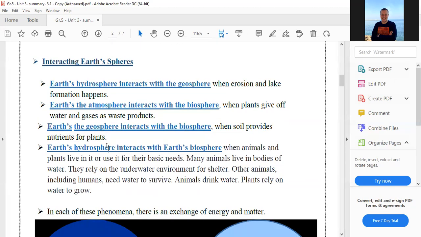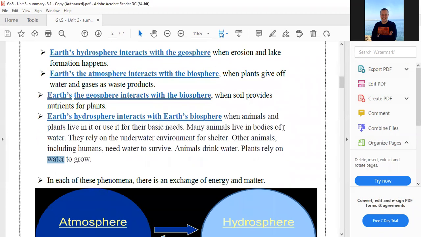Then what about the Earth's hydrosphere that interacts with the Earth's biosphere? We are talking about living things and water. Animals and plants live in the water or use it for their basic needs. Many animals live in bodies of water, like fish, for example. They rely on the underwater environment as a house or shelter. Other animals, including humans, need water to survive. Animals drink water, and plants rely on water to grow.